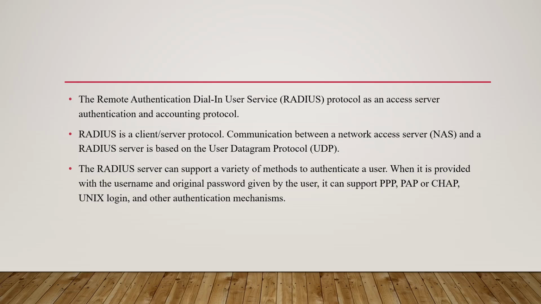It is a client-server protocol. Communication between a network access server, that is NAS, and the Radius server is based on the UDP protocol. The Radius server can support a variety of methods to authenticate a user when it is provided with a username and original password given by the user. It can support PPP, PAP, or CHAP, Unix login, and other authentication mechanisms. This was all about it.